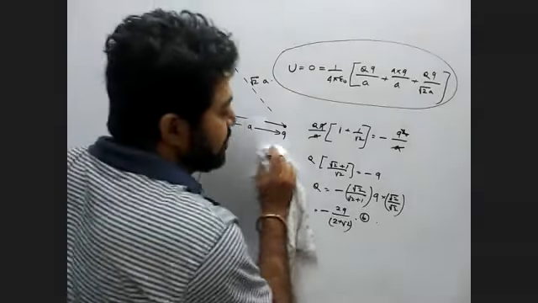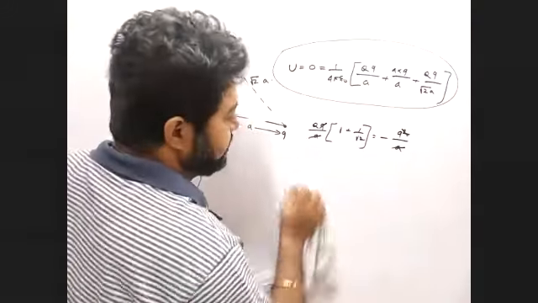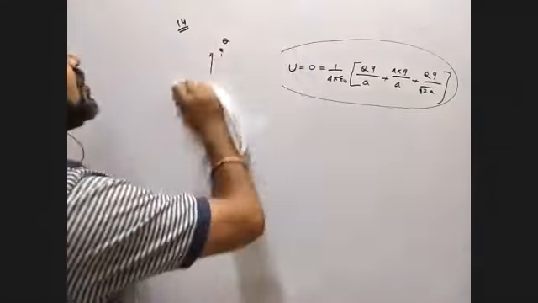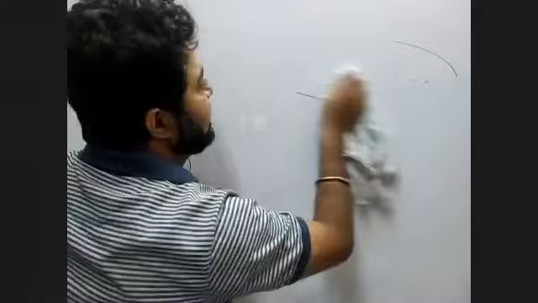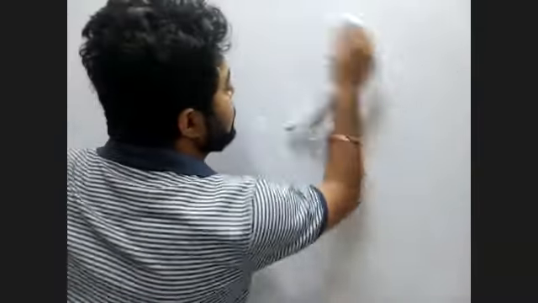The second important part is potential. Define electric potential. So electric potential is defined as electric potential energy per unit test charge particle. Electric potential at any point is defined as electric potential energy per unit test charge particle.